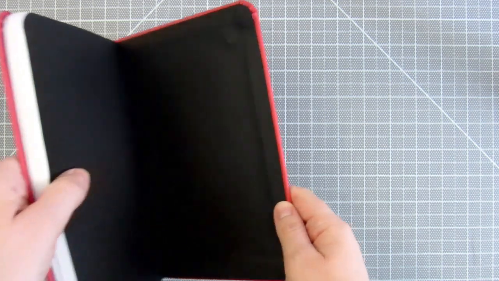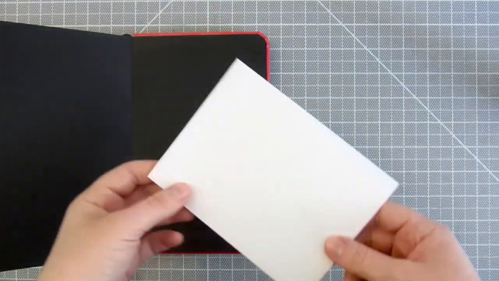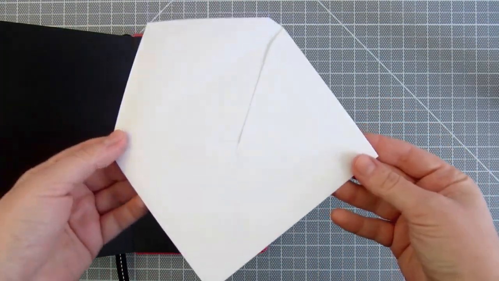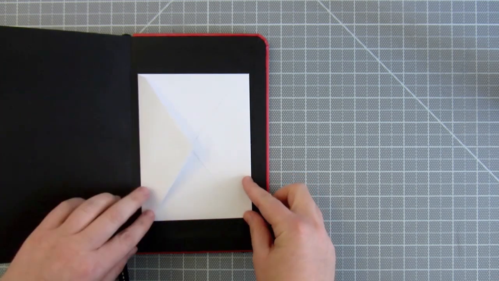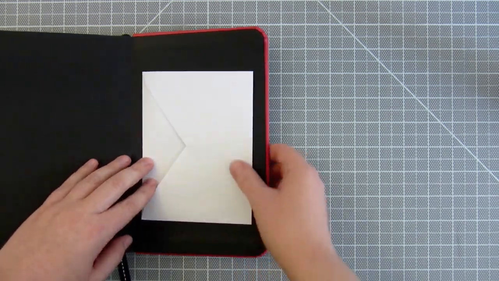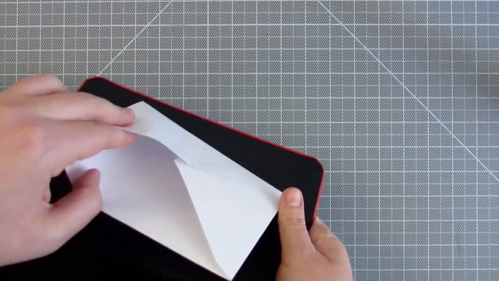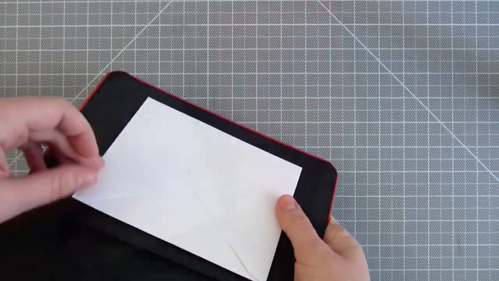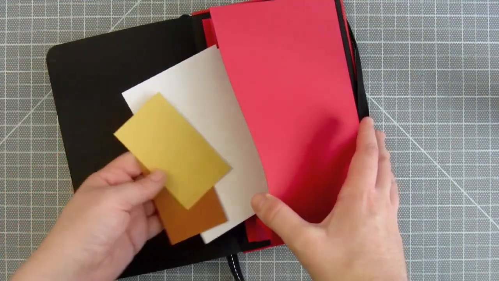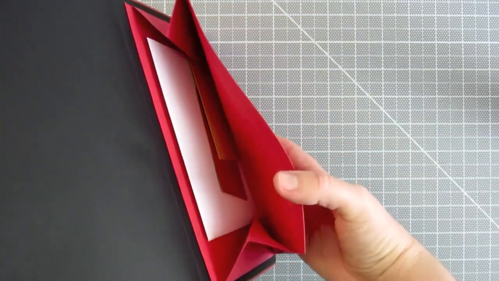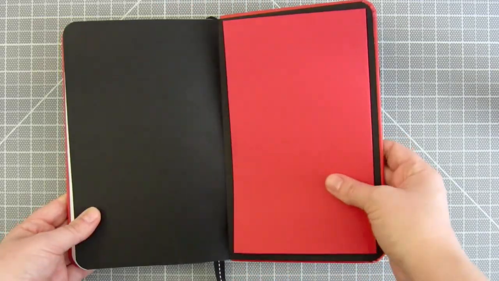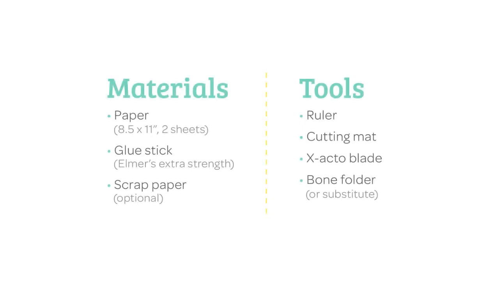For a quick and easy way to add a pocket, you can glue an envelope to the inside cover. You can choose to leave the flap or cut it off. Or you can make an expandable pocket like this. Here's a list of materials and tools I'll be using to make one.